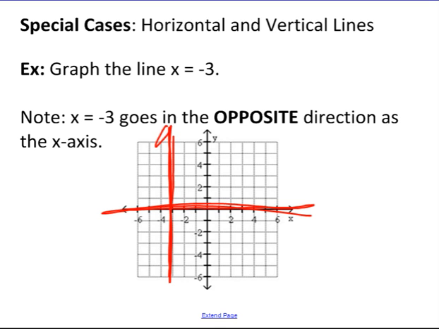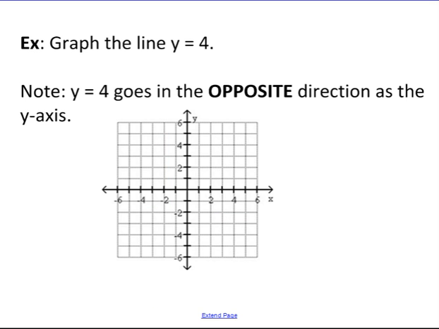It is a vertical line at negative 3. So be very, very careful. Even though this is the x-axis, this is the line x equals negative 3. So if you want to graph y equals 4, and if this is the y-axis, you have to be perpendicular to graph y equals 4.